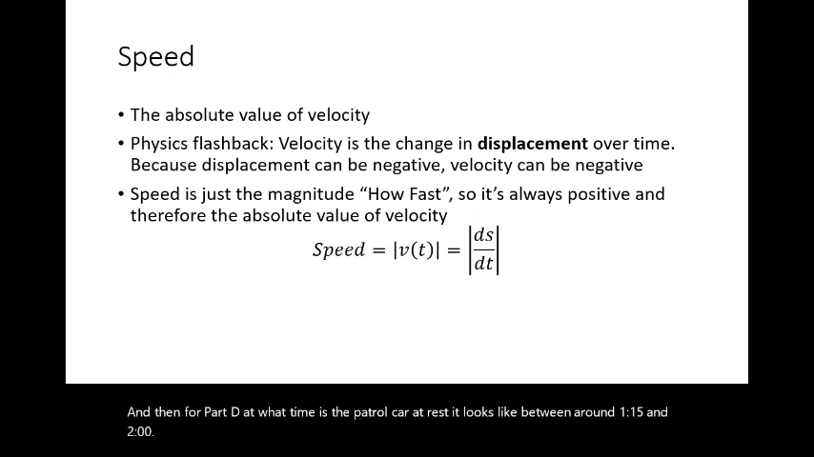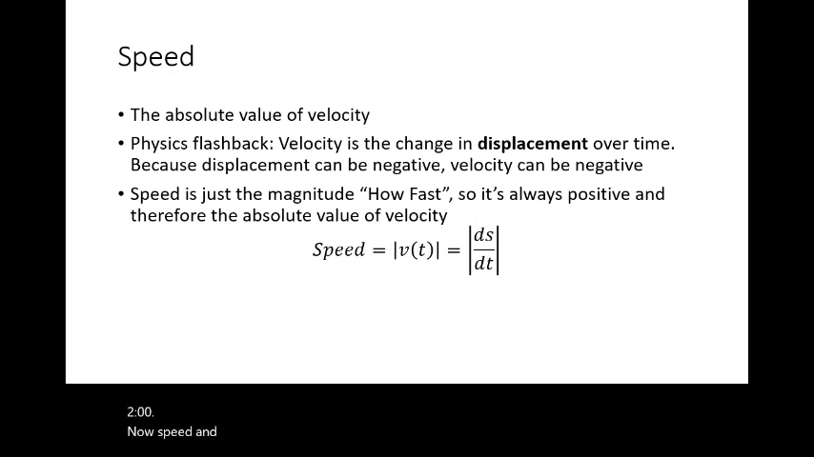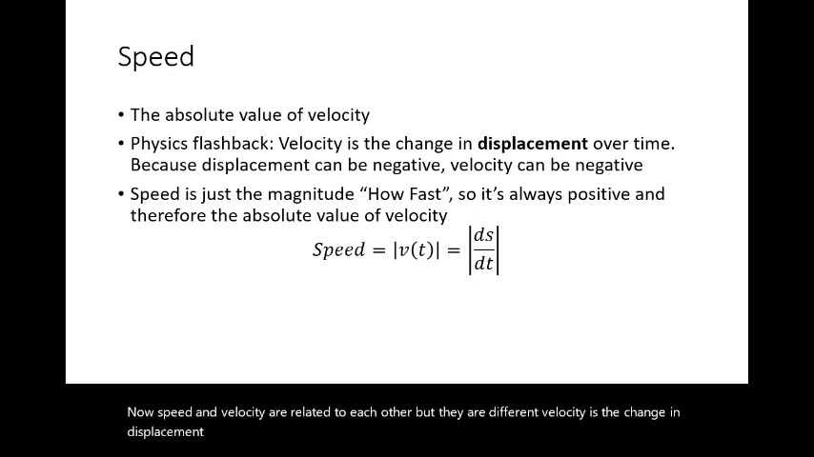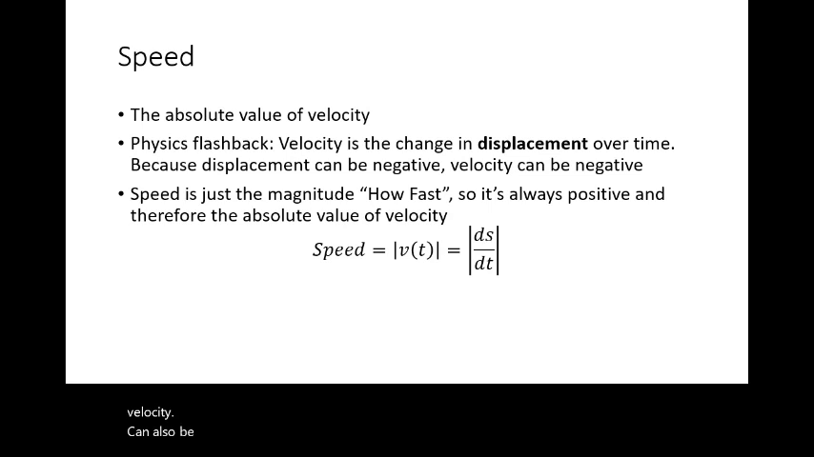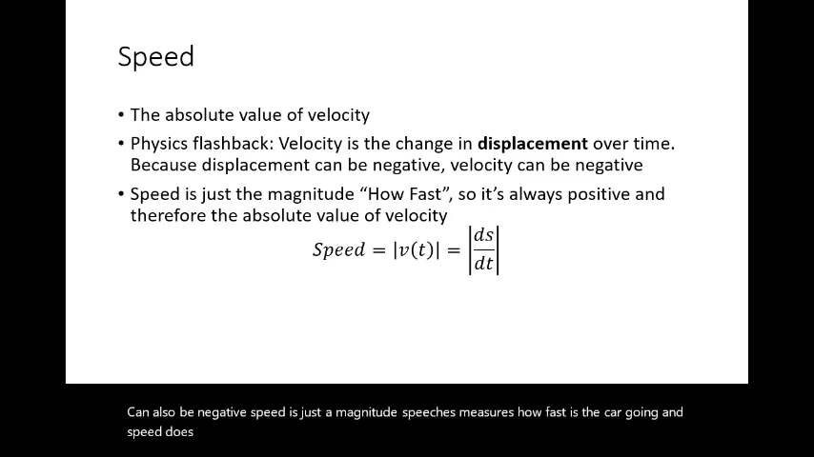Now, speed and velocity are related to each other, but they are different. Velocity is the change in displacement over time. So because, as we saw in the last example, displacement can be negative, velocity can also be negative. Speed is just a magnitude. Speed just measures how fast. How fast is the car going? And speed does not care about direction. It's just asking how fast is this object traveling regardless of direction.